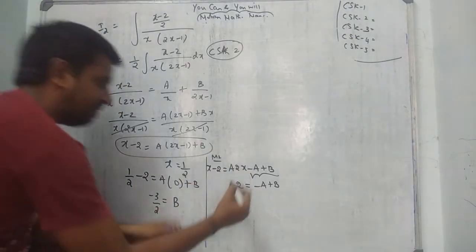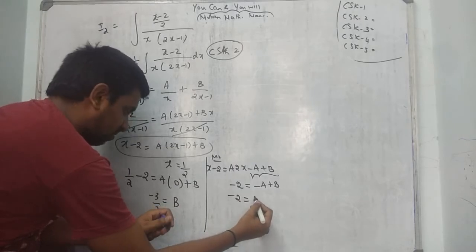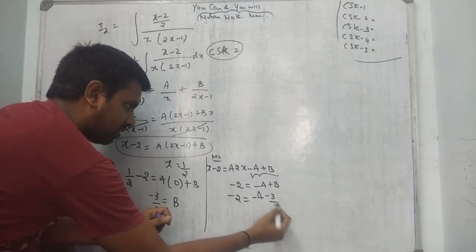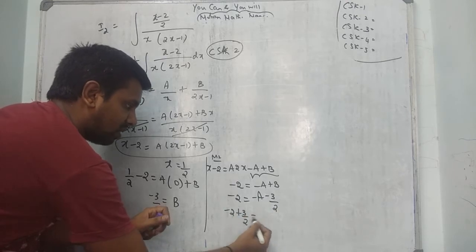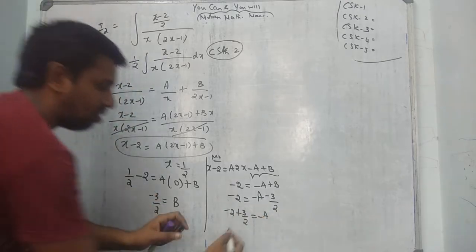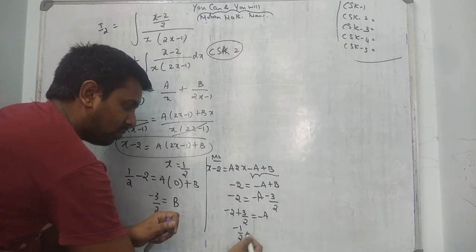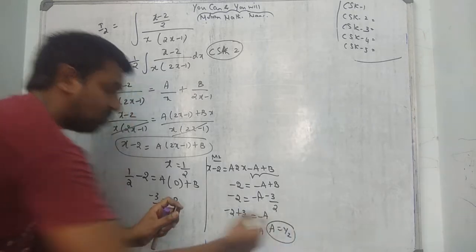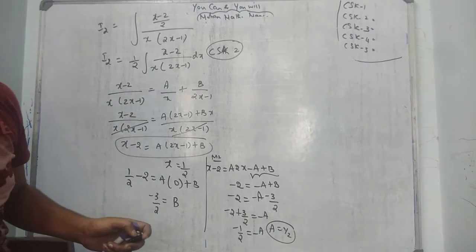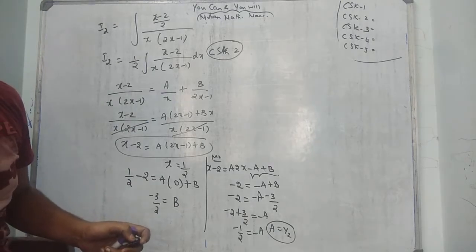Now substitute the b value. So minus 2 equals minus a minus 3 by 2. So minus 2 plus 3 by 2 equals minus a. So I got minus 1 by 2 equals minus a. So a has the value 1 upon 2.